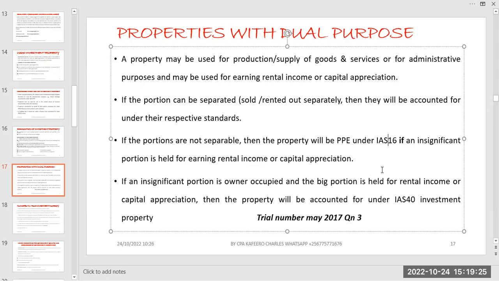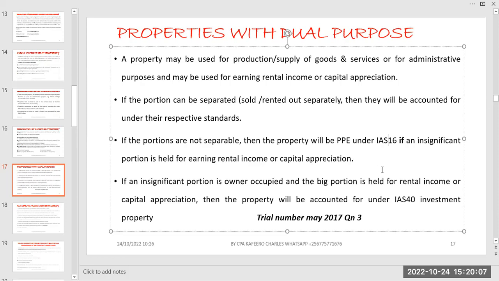Then the other one is if the insignificant portion is owner occupied. Let's say on the whole building the head office maybe has only 1 branch and is using only 1 room or 2 rooms, but all of the other rooms are used for capital appreciation or rental to other people. Then you just say that is supposed to be treated under IAS 40, that is investment property, because the other one we take it to be insignificant.